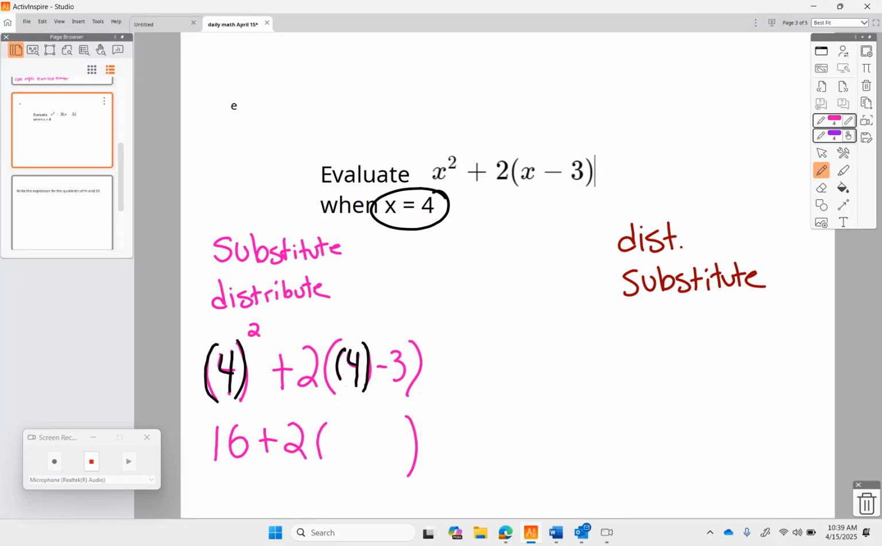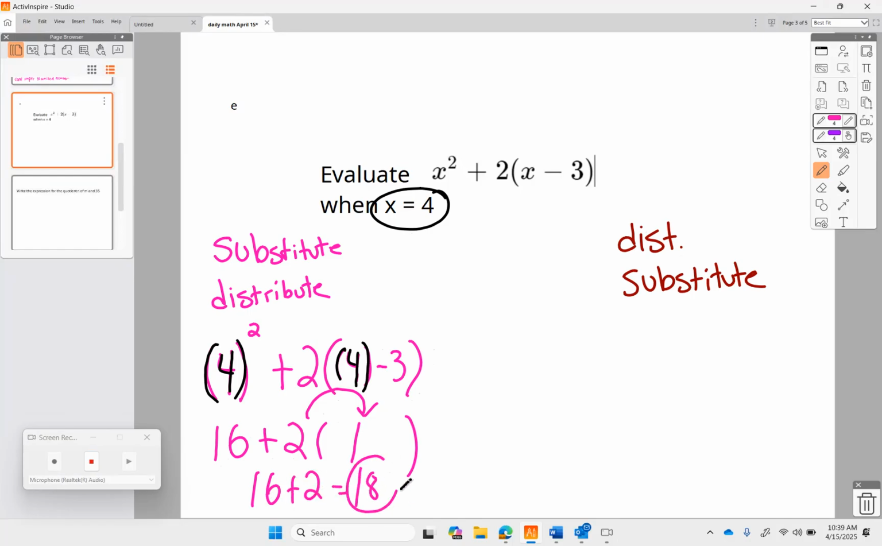What is 4 minus 3? It's 1. Not negative 1, it's just 1. You're thinking of 3 minus 4. It's 4 minus 3. Now I'm going to do my multiplication, because remember I multiply before I add. 2 times 1 is 2. So 16 plus 2 is 18.